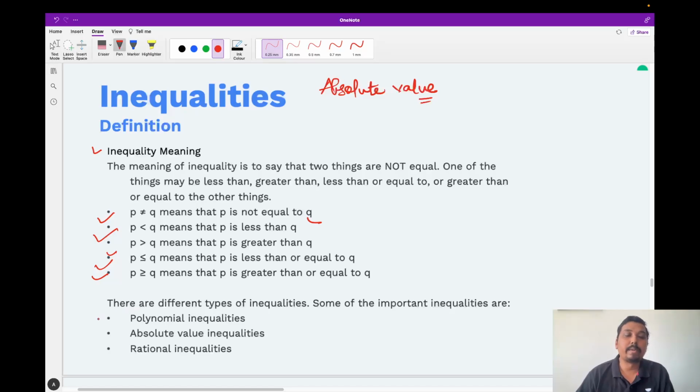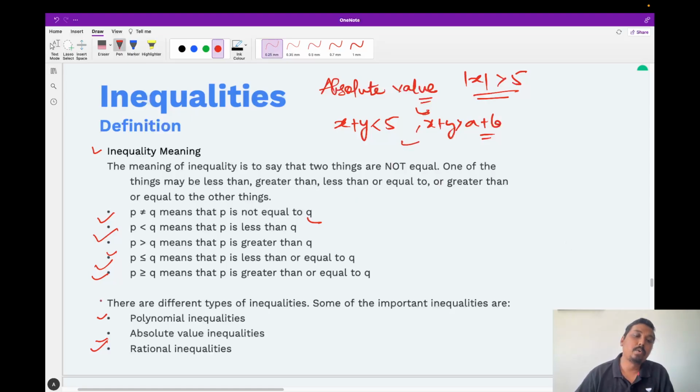Now there are different types of inequalities. Polynomial inequalities means x plus y is less than 5 or x plus y is greater than a plus b. This is nothing but your polynomial. You know what a polynomial is? Where you have multiple terms. Absolute value inequalities, something like mod x is greater than 5. This is nothing but your absolute value inequalities. Rational inequalities: if it goes with your numbers, then that is called rational inequalities. But we need to deal only with these two inequalities here.